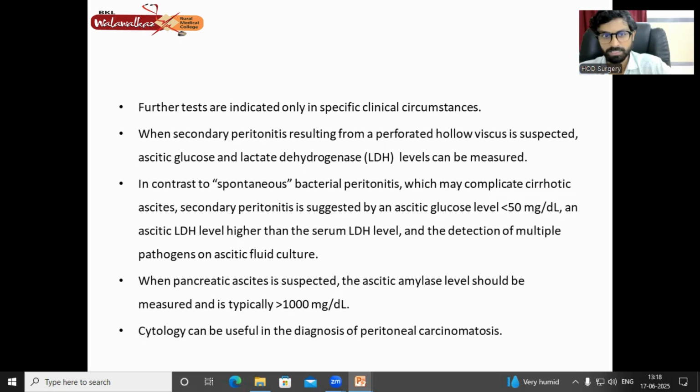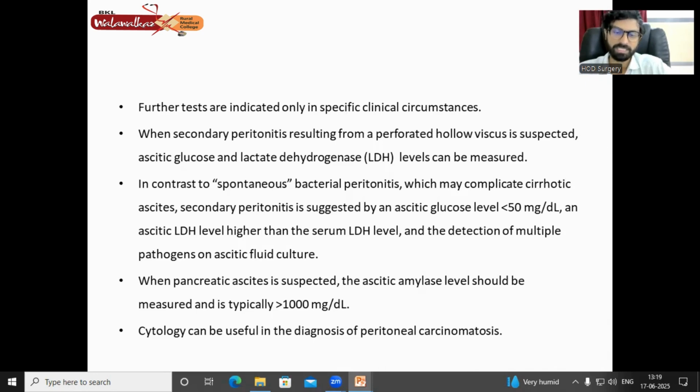So when do you do further tests? When secondary peritonitis resulting from a perforated hollow viscus is suspected, then we do ascitic glucose and LDH levels. In contrast to spontaneous bacterial peritonitis, which can complicate cirrhosis, secondary peritonitis is suggested by an ascitic glucose level less than 50 milligram per deciliter, an LDH level higher than the serum LDH level, and detection of multiple pathogens on ascitic fluid culture.